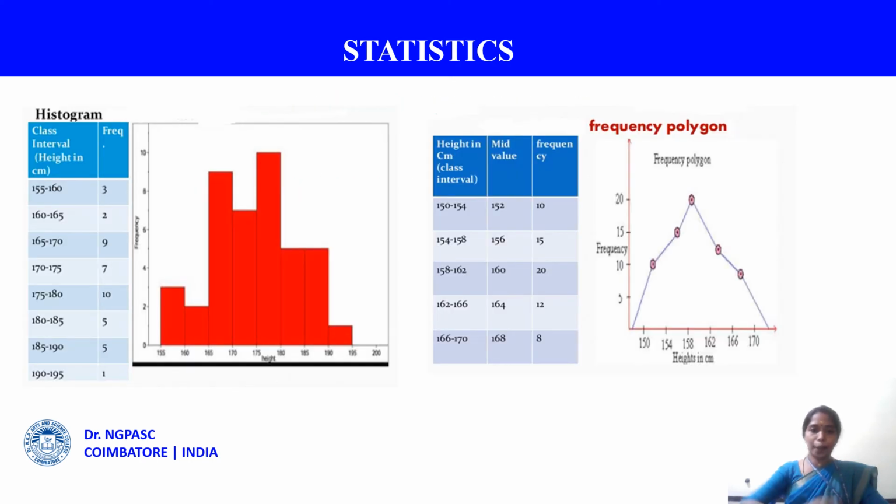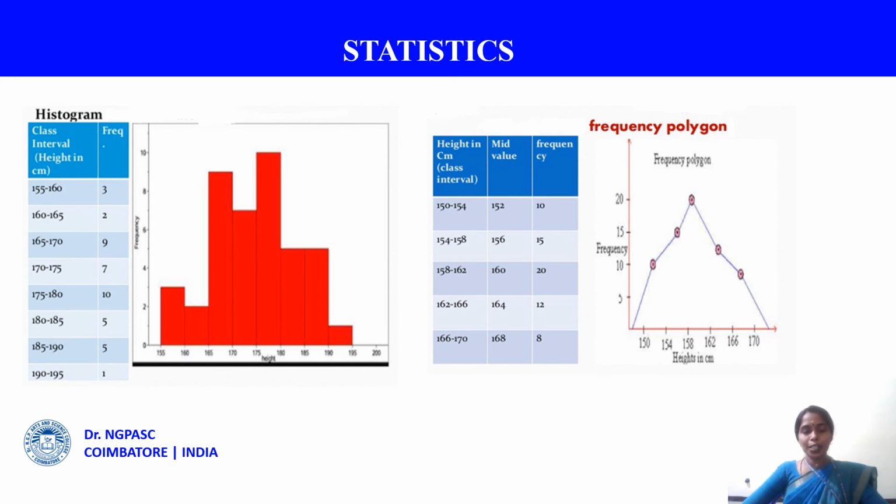What is a histogram? I have given how it looks. It is how we draw data in the case of continuous intervals. For example, here the class intervals are given as 155 to 160, 160 to 165. If data like this is given, we draw the same thing as a bar diagram, but for continuous class intervals. So it is called a histogram. You know how to mark these bars.